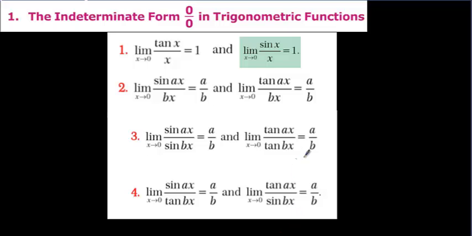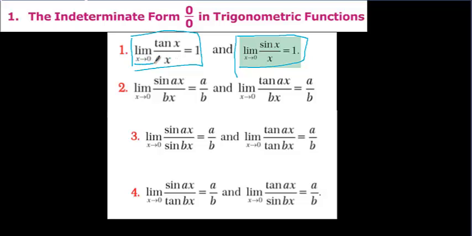In this video, I'm planning to explain the indeterminate form 0 over 0 in trigonometric functions. Here, the first rule is important for us. Limit x tends to 0, sin x over x is equal to 1, or tangent x over x is equal to 1. Tangent 0, from trigonometry, is 0, so we have the 0 over 0 indeterminate form here. Okay, this is the important part.